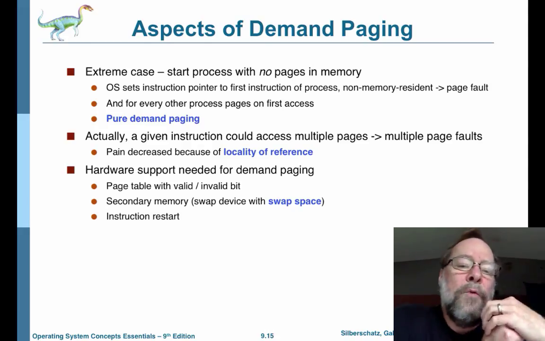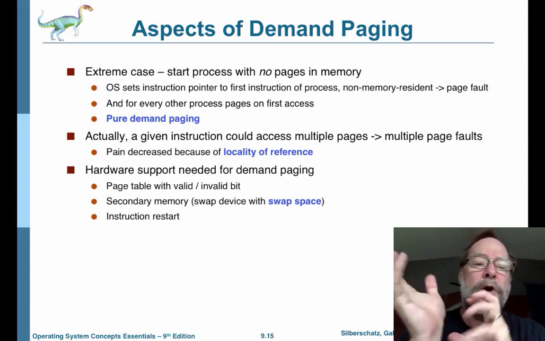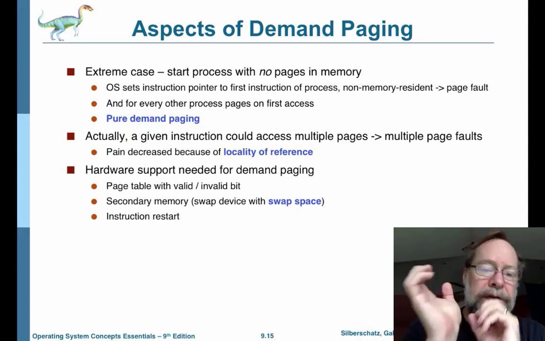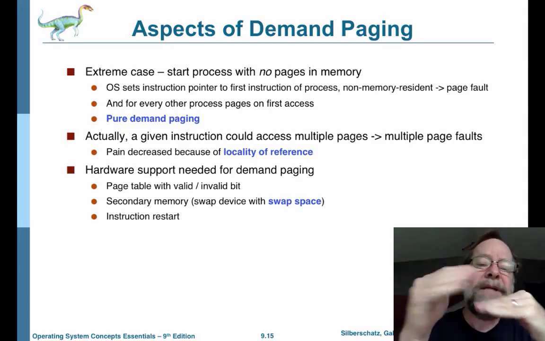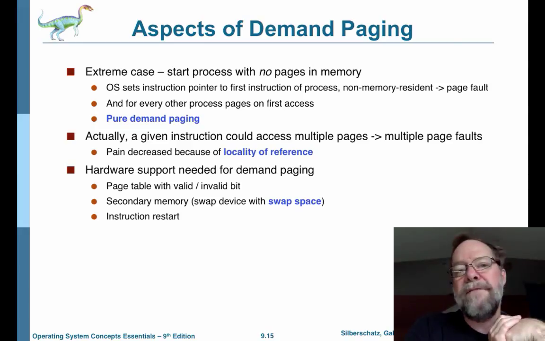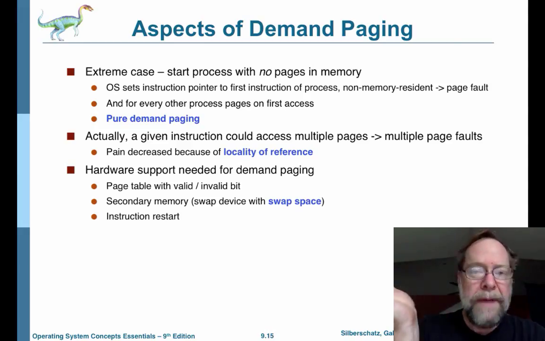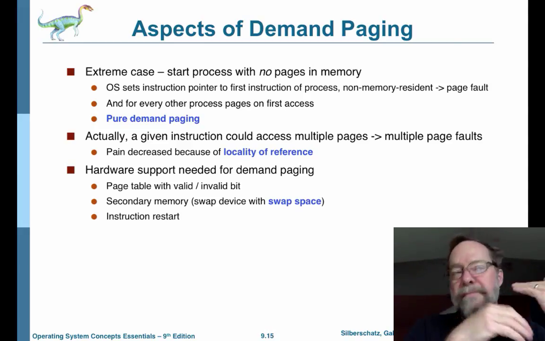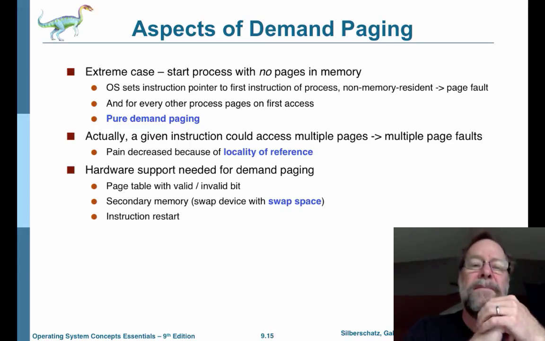All right, now in the worst case, you start a process and you have no pages in memory. That's pure demand paging. You're going to get a lot of page faults when the program first starts executing, because you have no pages resident. Pretty much most of the first instructions that are executed are going to cause page faults. You'll be swapping in a bunch of pages, but eventually you'll get a bunch in there.